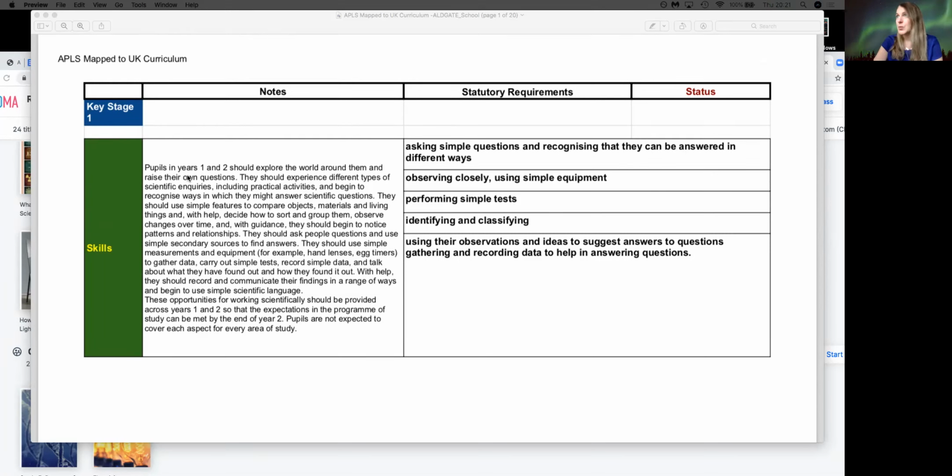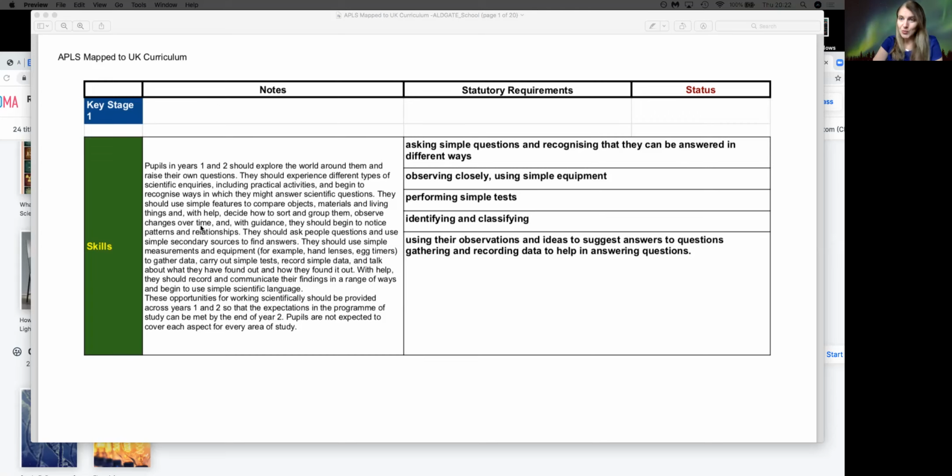And so we looked at the different skills and put those in the notes there, and then the statutory requirements here, and mapped it accordingly. So it starts at Key Stage 1. I'm going to go through to actually Key Stage 2. And today I'm going to look at how we did it for year 5 and year 6.